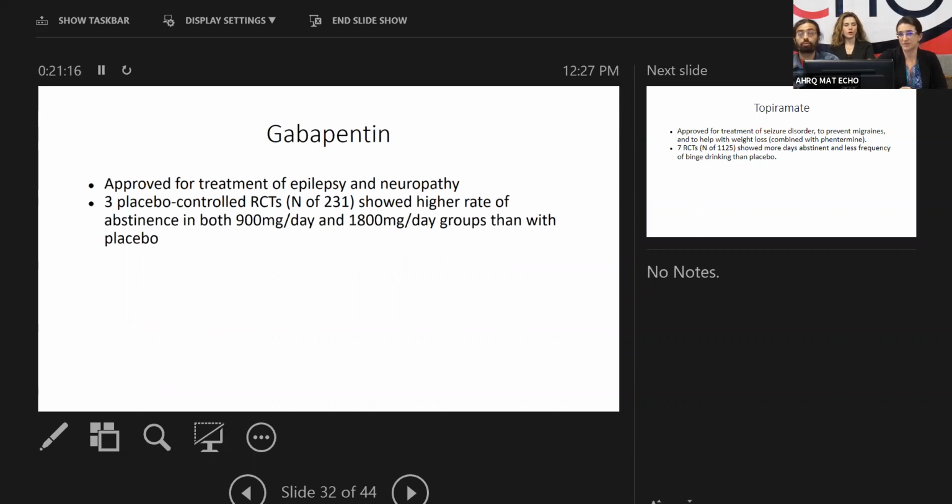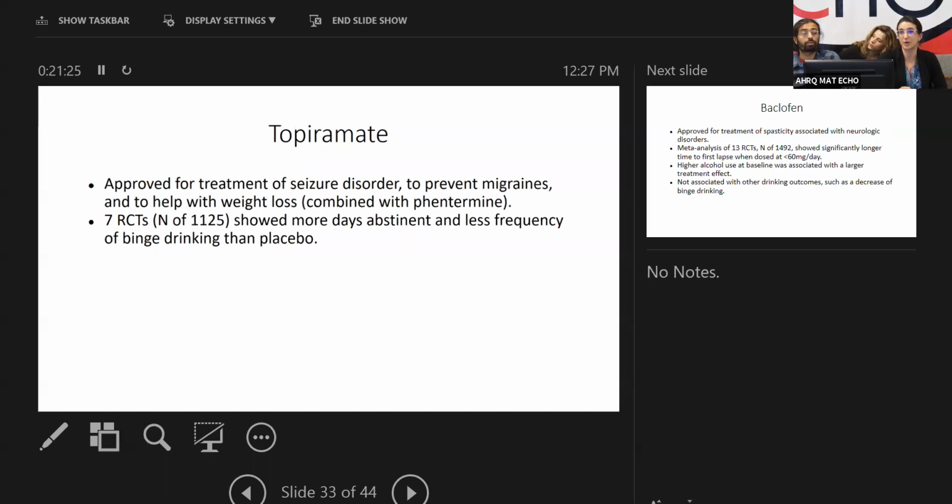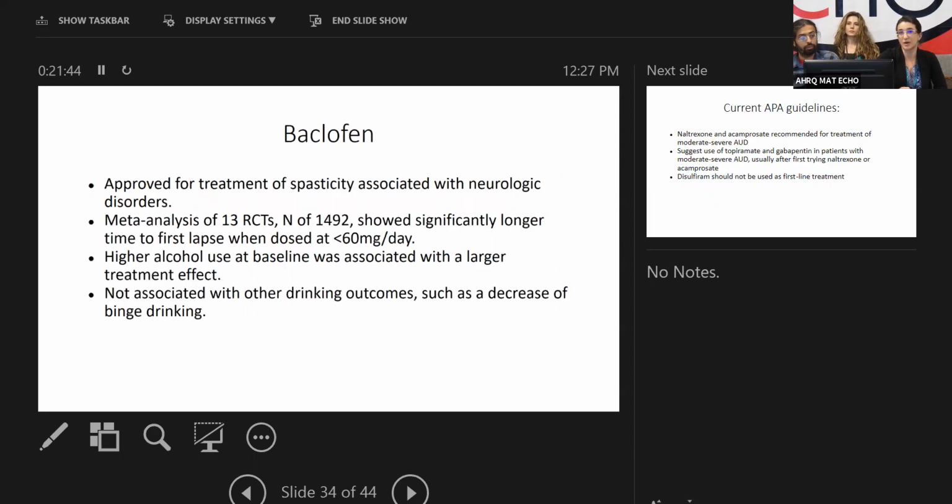Gabapentin, which was initially approved for treatment of epilepsy and neuropathy, has had some randomized controlled trials showing a higher rate of abstinence when compared to placebo. Topiramate, which was also initially approved for treatment of seizure disorder and preventing migraines, and is also a potential weight loss aid in combination with phentermine, has some randomized controlled trials showing less frequency of binge drinking and more days abstinent when compared with placebo. Baclofen as well.